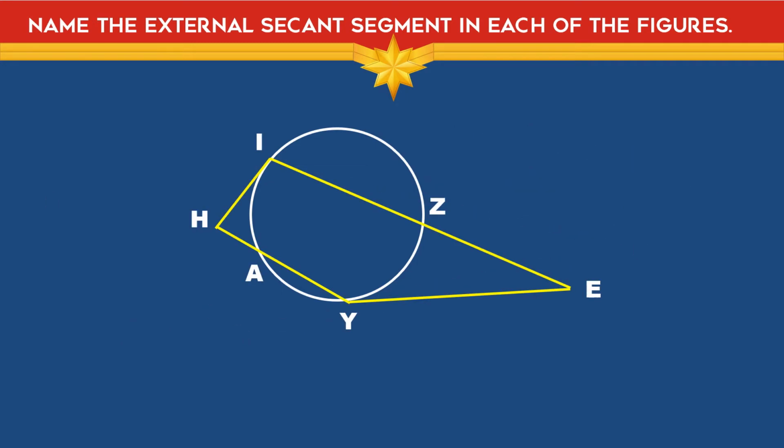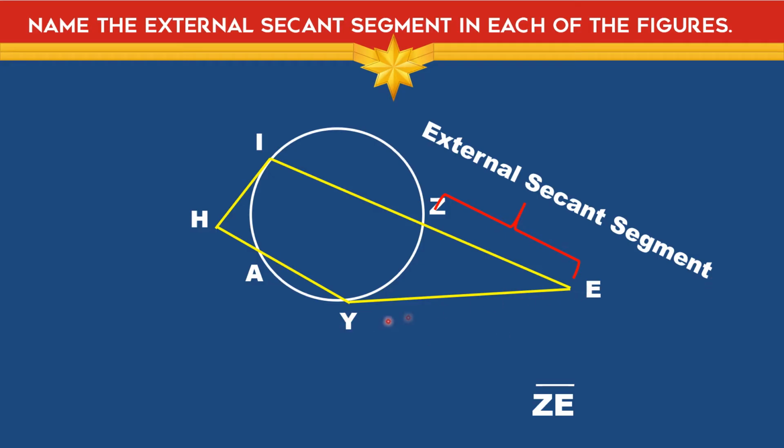Now, how about this one? Let us identify the external secant segment. But first, we have to identify which are secants and which are not. Let's see. How about segment IE? Is that a secant? Yes, because it touches the circle in 2 points. Therefore, if it is a secant, we have an external secant segment, which is segment ZE or EZ.